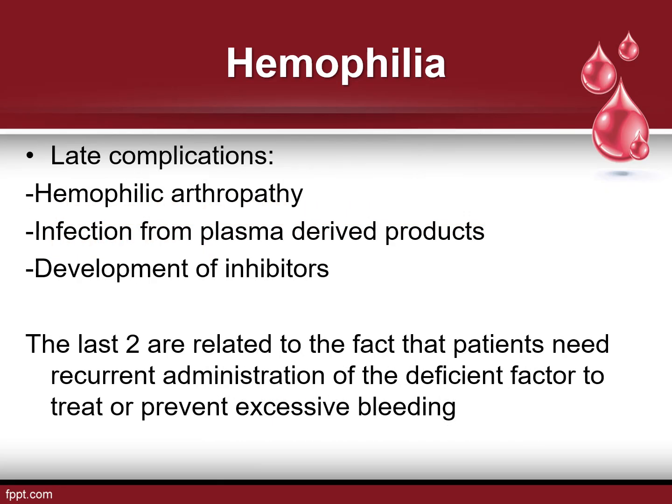As late complications of hemophilia, we can see hemophilic arthropathy, infection from plasma-derived products, or development of inhibitors. The last two are related to the fact that patients need recurrent administration of the deficient factor to treat or prevent excessive bleeding, and that causes the development of inhibitors and possible infection.